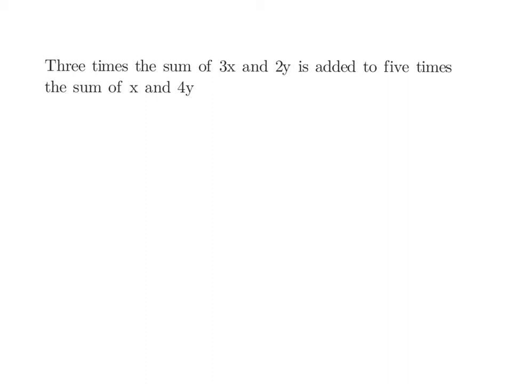Okay, so 3 times the sum of 3x and 2y is added to 5 times the sum of x and 4y. So if I have 3 times something, I'm going to write down 3 times. And this is 3 times the sum of 3x and 2y. Sum, remember, tells me I need to add, so I'm going to add 3x and 2y.